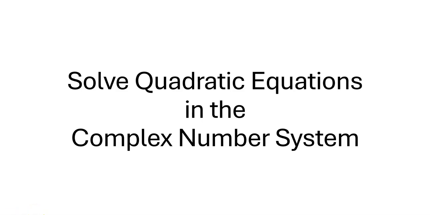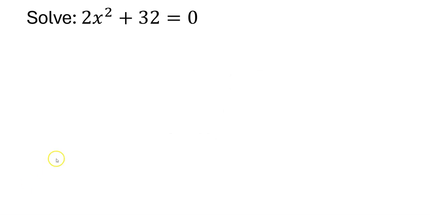Solve quadratic equations in the complex number system. Remember that the complex number system simply means we're dealing with imaginary numbers. So first things first, let's solve 2x squared plus 32 equals 0.